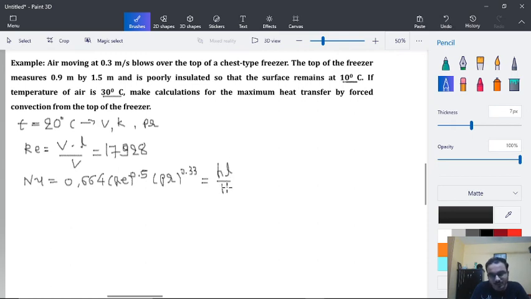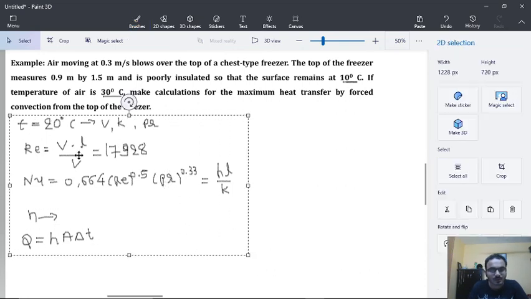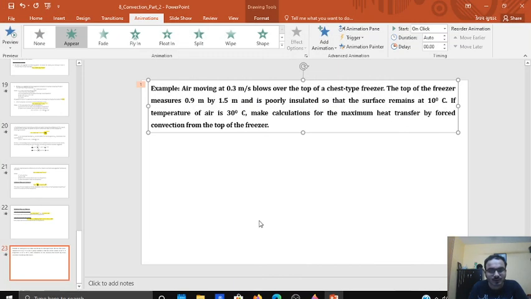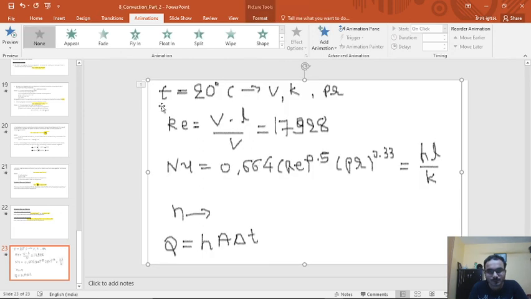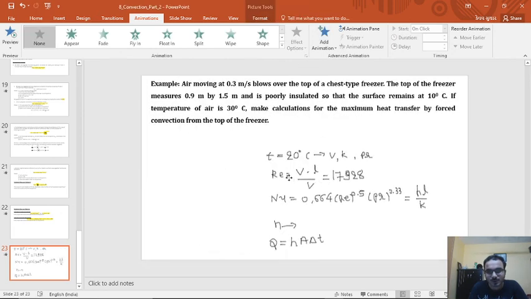So based on this you will be able to obtain the value of H, and once you obtain the value of H, Q is given by H A delta T. That is quite straightforward. So you can do it by yourself. This is the way we can solve this problem. I would suggest you to do some problems by yourself. That will give you a better understanding of this. So this is the way you can obtain this relation.